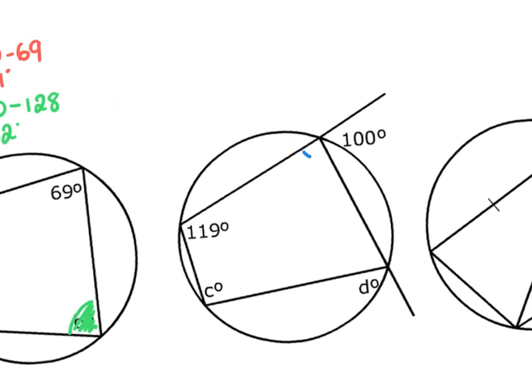With this one, we had to use angle rules. So angles on a straight line add up to 180. So we know that this blue angle here is 80 degrees. We then use that to find C. So 180 subtract 80 gives us 100.